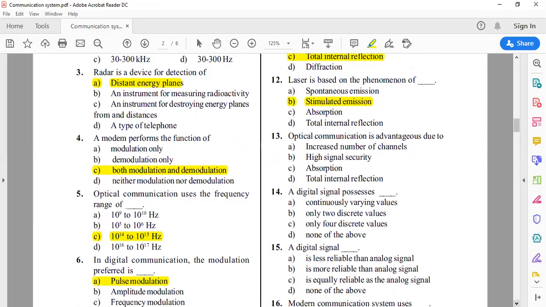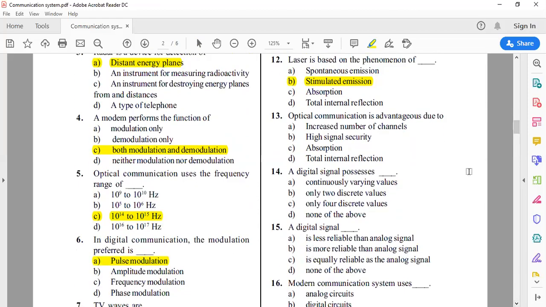Next one, question number 13. Optical communication is advantageous due to the. Why is optical communication advantageous? Because in optical communication there is use of total internal reflection, and due to total internal reflection the loss of signal is zero. And due to this, optical communication is advantageous. It is only due to total internal reflection. So for question number 13, the correct option is option number D.